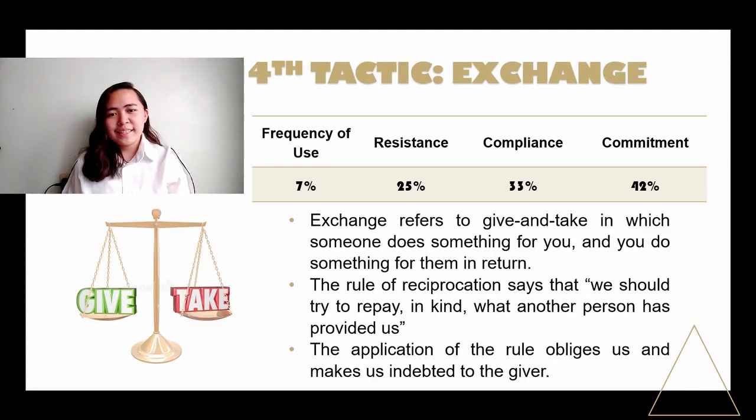The fourth tactic is exchange. It is more likely to result in compliance than in commitment or resistance. Exchange refers to give and take, in which someone does something for you and you do something for them in return. Exchange tactics involve explicit or implicit offers by an agent to provide a favor or benefits to a target in return for doing what the agent requests. So the rule of reciprocation says that we should try to repay in kind what another person has provided to us. The application of the rule obliges us and makes us indebted to the giver.